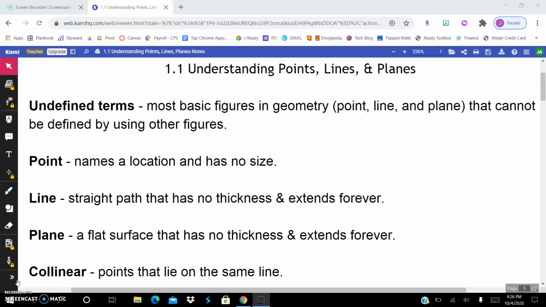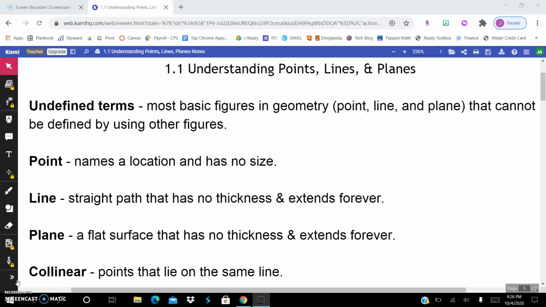And there's going to be what are called postulates later on, and those are definitely going to have to be written down because those are going to be answers to some questions that you will have in your assignments in the future. So starting off here, we have undefined terms. Undefined terms in geometry are the most basic figures. Those are points, lines, and planes, and they cannot be defined by using other figures.